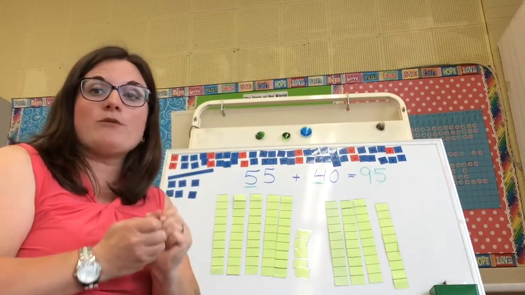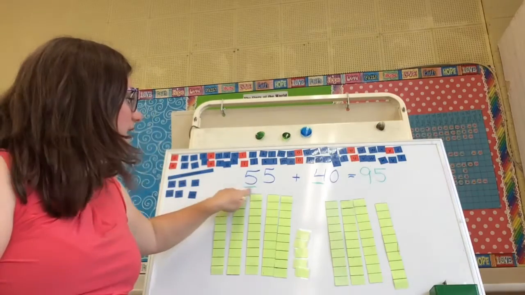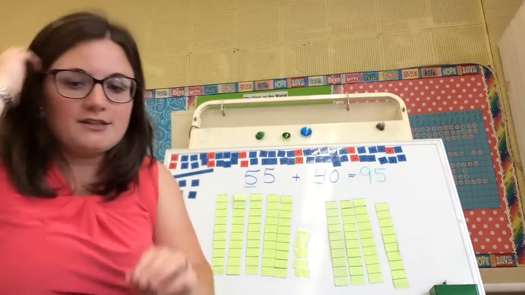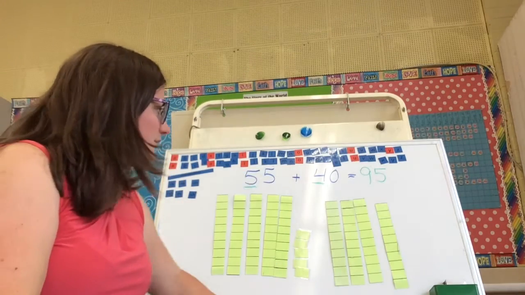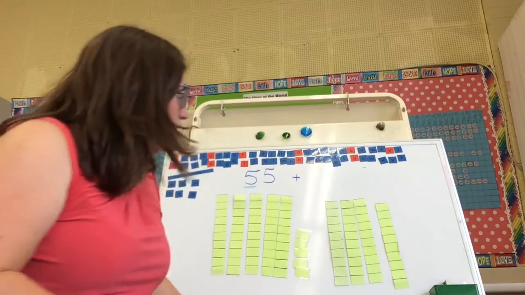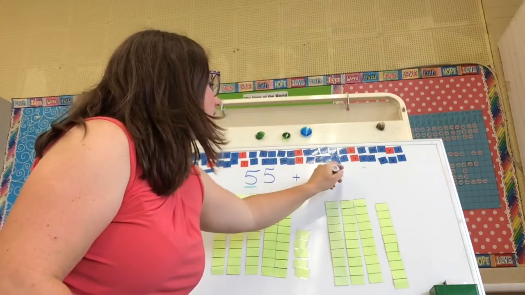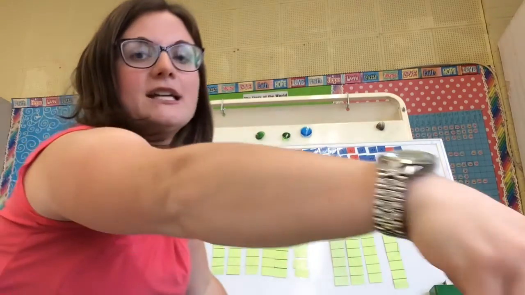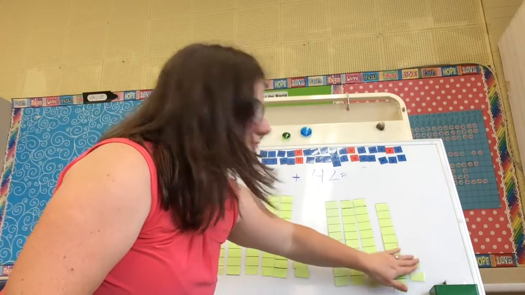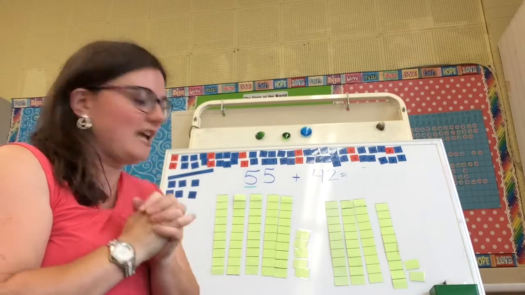Okay? So we can count up by tens, and if you want in your workbook, you can do this too, is underline the tens and underline the ones when you're adding. Okay? So we're going to keep our 55 up here, but instead of adding 40 this time, we're going to add 42. Okay, so I'm going to add my 2 here to make my 42.